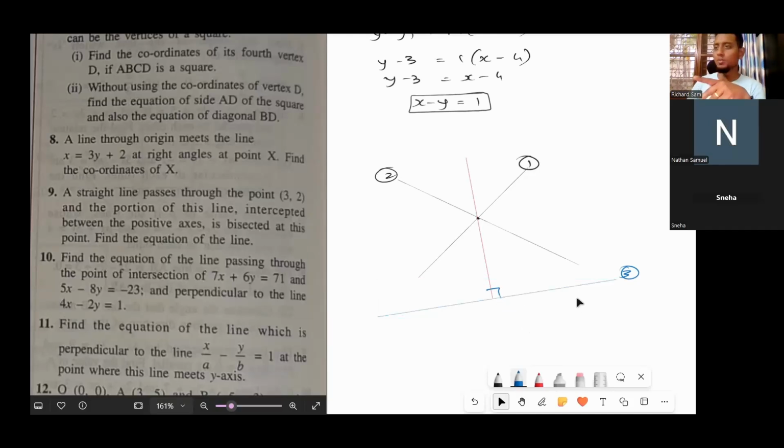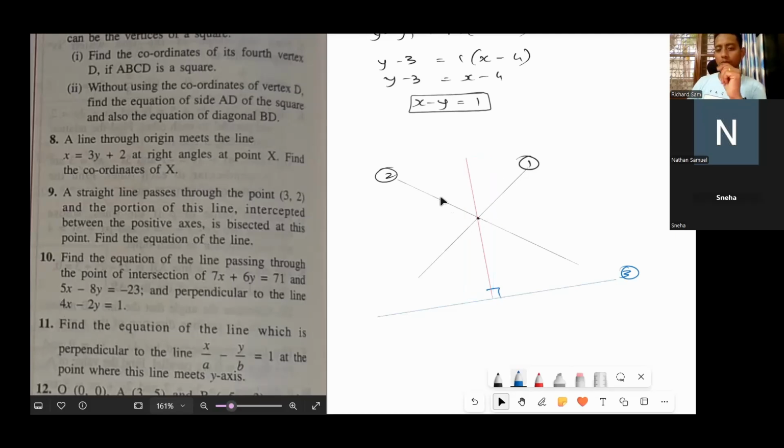So it's perpendicular to the blue line. That means you can find its slope. If you have the equation of this third line, you can convert it to the y-intercept form and get the slope of the third line. And then if you know the third line's slope, you can find the slope of this line. Okay, so we have slope. What else do we have?